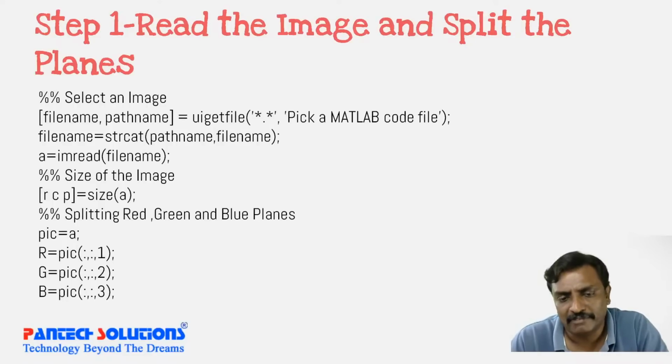The first process is to split the planes: the red plane, green plane and blue plane. You could also use a command called imsplit, but only the latest MATLAB versions have imsplit; previous versions don't. So I split the planes using R equal to A(:,:,1), which is the first plane, G equal to the second, the green plane, and blue is the third plane. So first I read the image and split the planes.